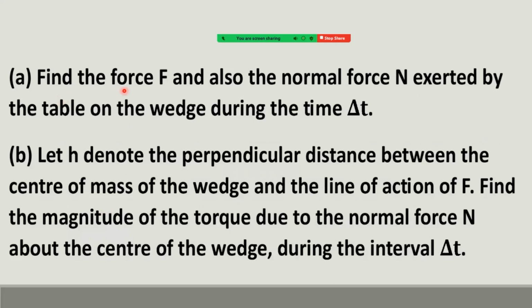So we have to calculate the force F and also the normal force N exerted by the table on the wedge during the time delta t. Let h denote the perpendicular distance between the center of mass of the wedge and the line of action of F. Find the magnitude of the torque due to the normal force N about the center of the wedge during the interval delta t.